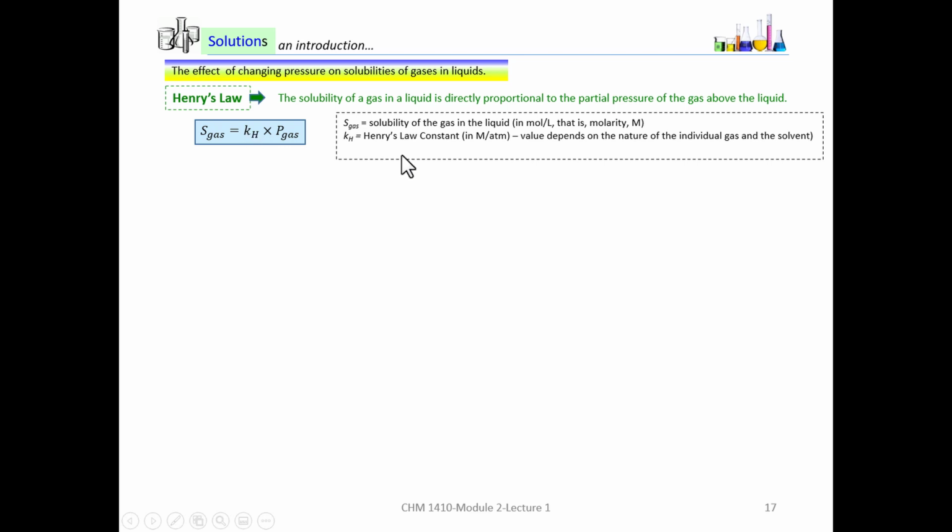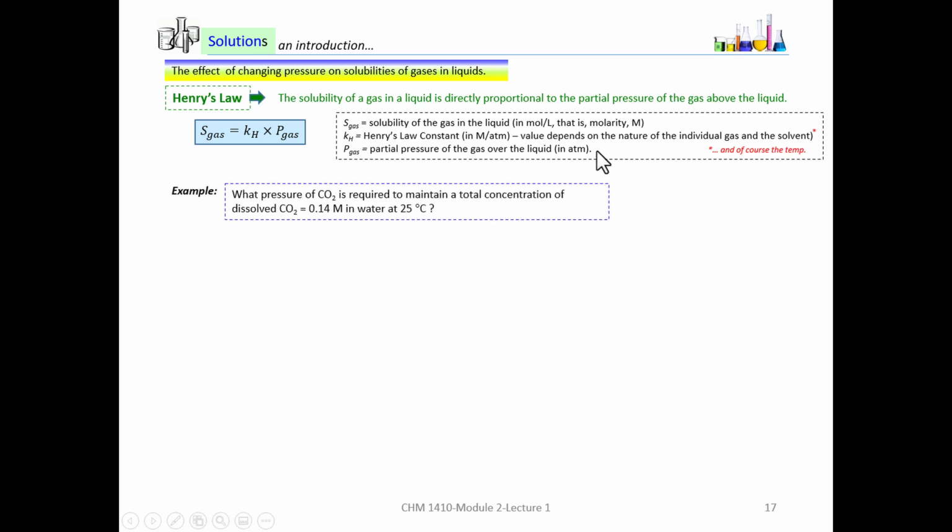K sub H here is Henry's law constant. The units would be molarity per atmosphere, and the value depends on the nature of the individual gas and the solvent, and of course the temperature. And P subscript gas is the partial pressure of the gas over the liquid in atmospheres. Basically here, if the partial pressure of the gas over the liquid goes up, then the solubility of the gas in that liquid goes up.